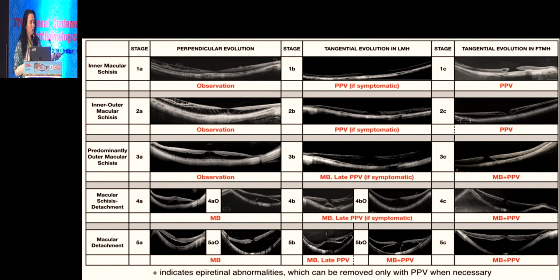So this is the final table. In the first stages, you just observe your patient. If you have problems in the fovea, you should use pars plana and not buccal. If you have late stages with problems in the retina, you should buccal. And if you have problems in the retina and in the fovea, you should combine the technique.